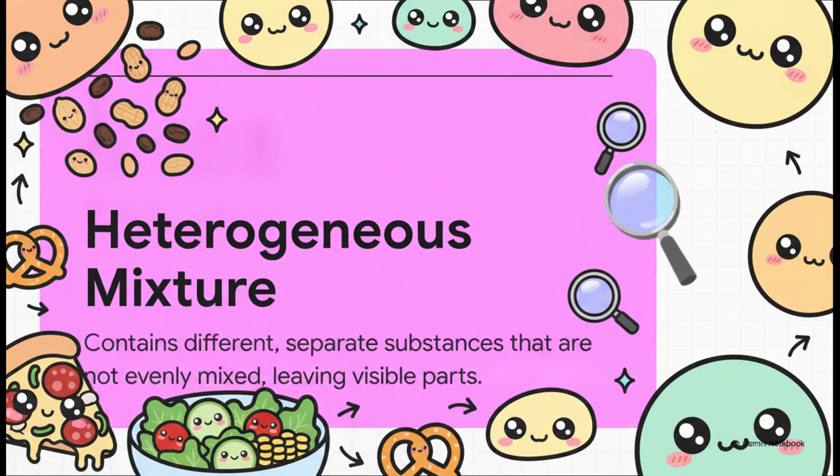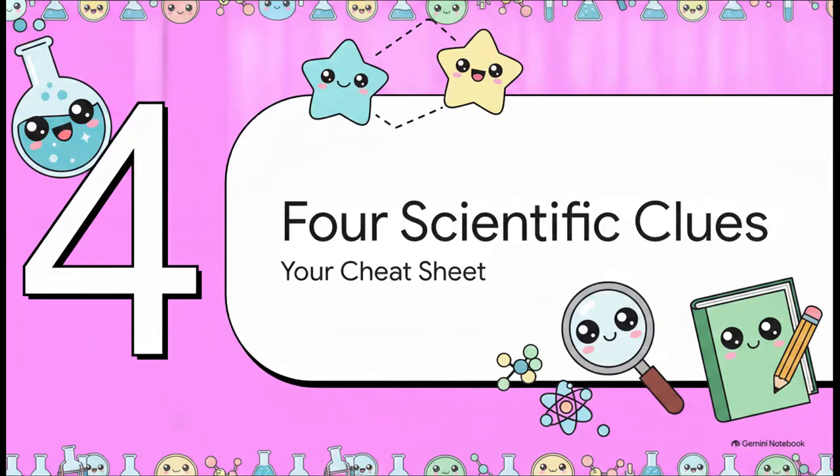Contrast that with a heterogeneous mixture. Remember that trail mix from our first exercise? In this case, the separate substances are not evenly mixed. A slice of pizza, a fresh salad, that handful of trail mix. If you can visually identify the different sections and ingredients with your naked eye, you are looking at a heterogeneous mixture.